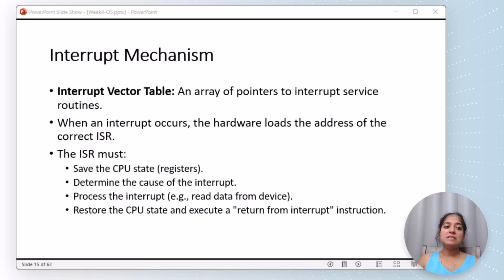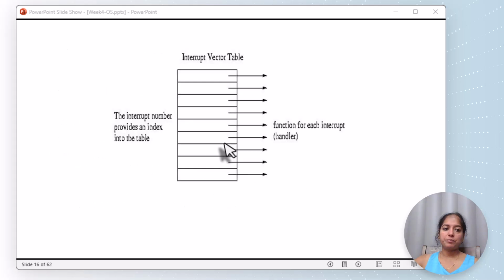For handling the mechanism, we maintain an interrupt vector table. It is a lookup table mapping each interrupt type to the correct ISR. The ISR responsibilities are: saving the CPU state, identifying the cause, that is which device triggered it, then handling the event, that is copying the data from the device buffer and so on, and restoring the CPU state and returning. So efficiency depends on minimizing the ISR execution time.